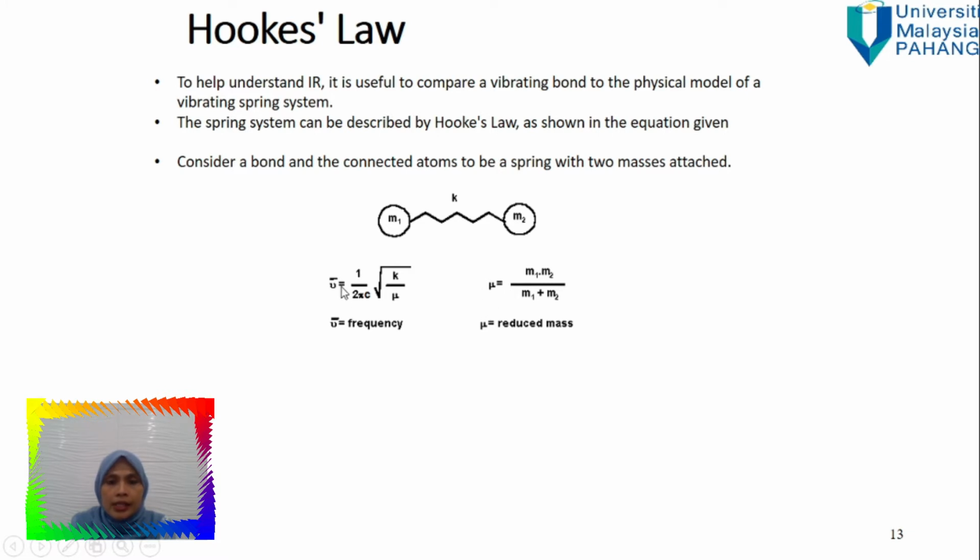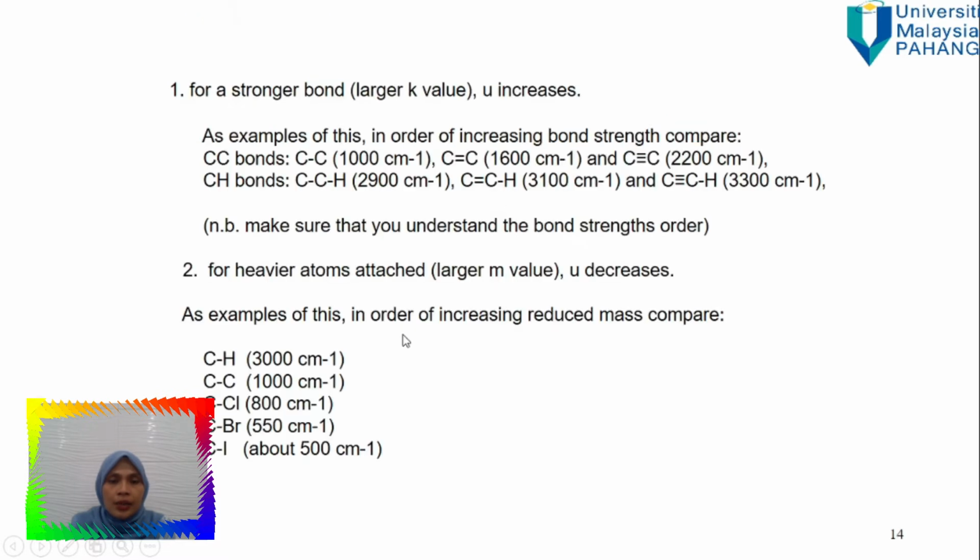Based on this, we can see the wave number is directly proportional to the force constant, or bond strength, and inversely proportional to the mass. This means when the bond strength increases, the wave number increases, and when the mass is reduced, the wave number increases. So let's see the example directly on the molecule or atom.